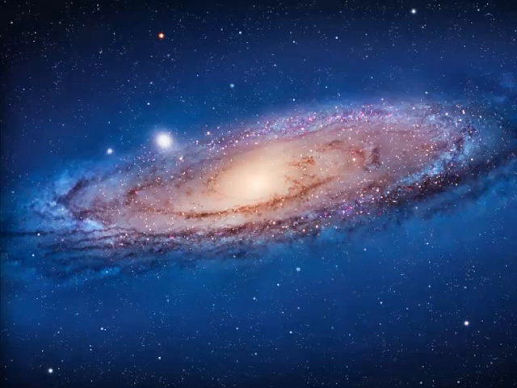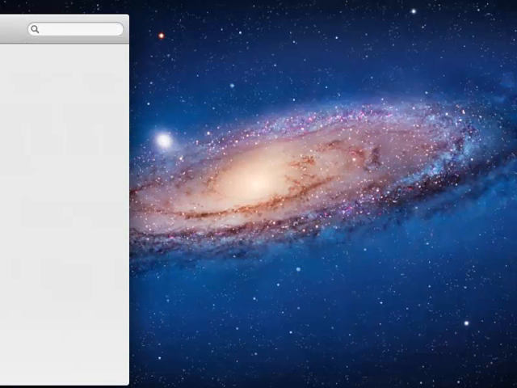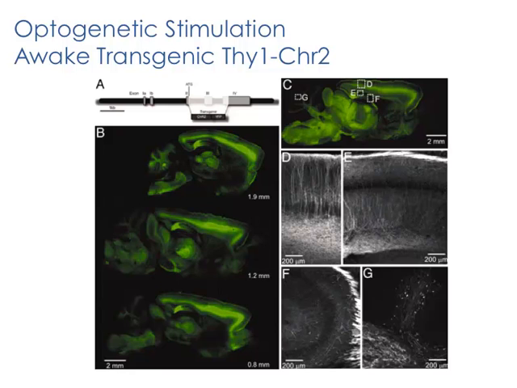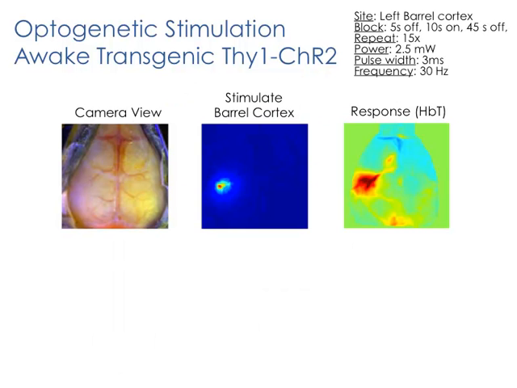And so with this awake prep, we've looked at these transgenic mice. These are mice that express channelrhodopsin under a Thy1 promoter. So they're, I think, layer 5 excitatory neurons. It's kind of all over the brain. But in this case, we chose left whisker barrel, stimulated it, and you see this very robust activation in these transgenic mice. Now, remember, they express channelrhodopsin all over the brain. So we can target any brain region we want.